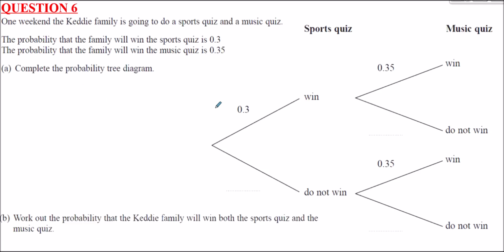Question 6. The Keddy family is going to do a sports quiz and a music quiz. The probability that the family will win the sports quiz is 0.3. The probability that they'll win the music quiz is 0.35. Complete the probability tree diagram.